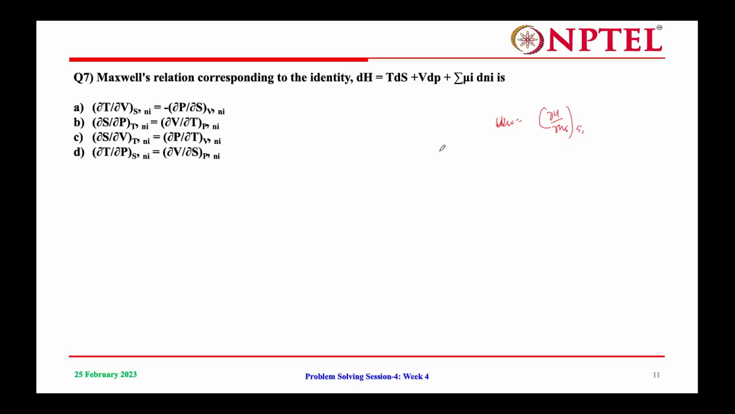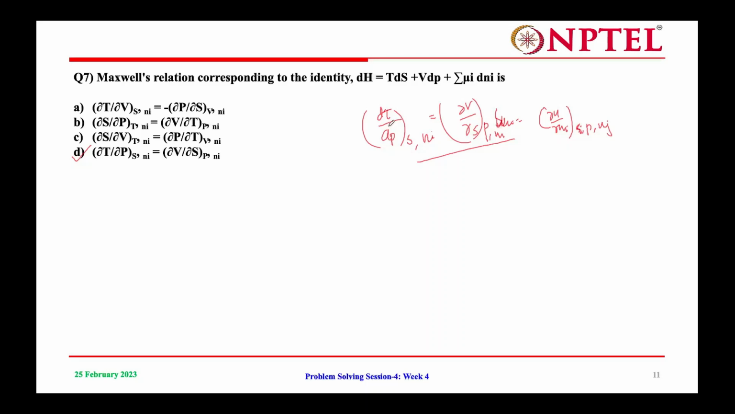So use the exact differential equation. So dT by dP at constant entropy and composition, right? dV by dS at constant P and ni, right? Yes. Understood or not?